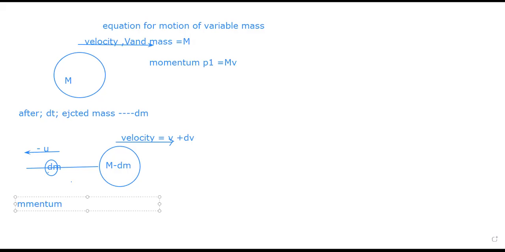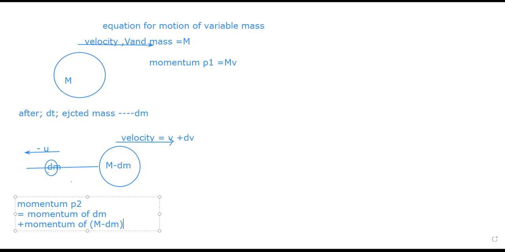There are two bodies here. Before the reaction, only one body. Now we have two bodies. I'll write it as P2 because this is after the reaction. P2 equals the momentum of dm, plus the momentum of m minus dm. So there are two quantities for P2 here.